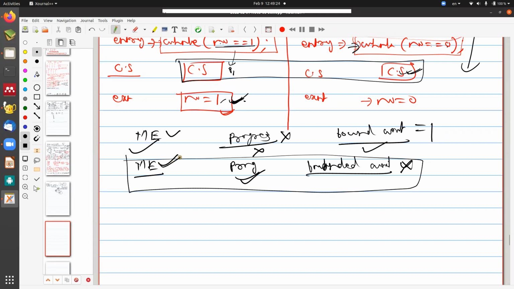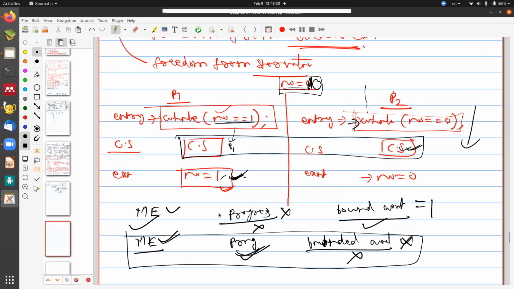It is mutually exclusive, progress, but not bounded. I hope you have understood this code, how it becomes mutually exclusive, bounded wait, and progress. Is it clear or not? Are you understanding or not, please? Yes, sir. Yes, fine. Thank you.